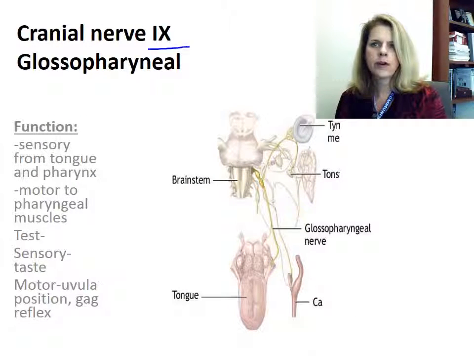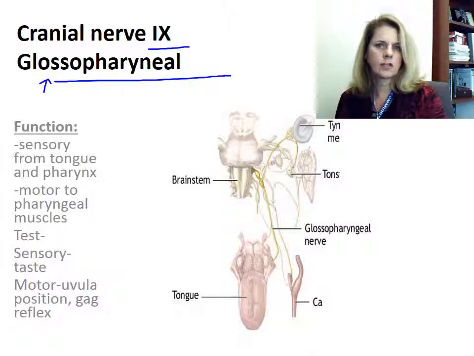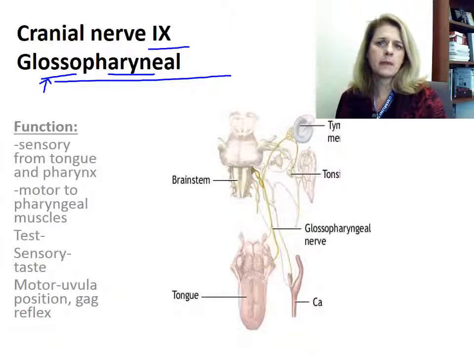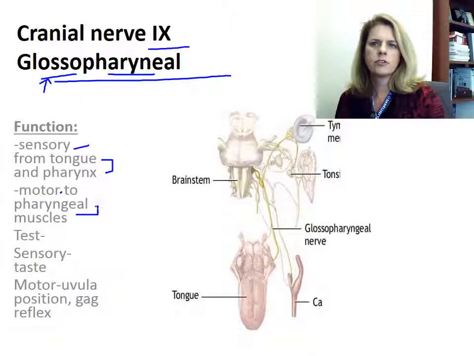Cranial nerve number 9, glossopharyngeal. Anytime you see the word glosso, like glossary, it means tongue, so it's to speak. So glosso usually refers to something with tongue. Pharyngeal, we know what the pharynx is, the back of your throat. It is a mixed nerve. It does both. It has sensory and motor. Sensory is the tongue and the pharynx, and the motor is to the pharyngeal muscles.